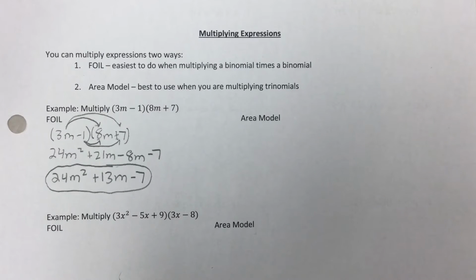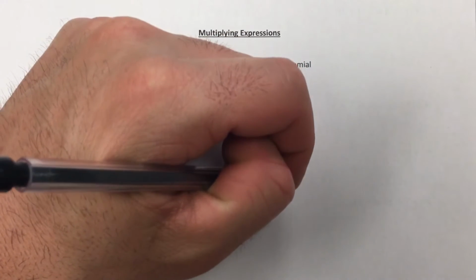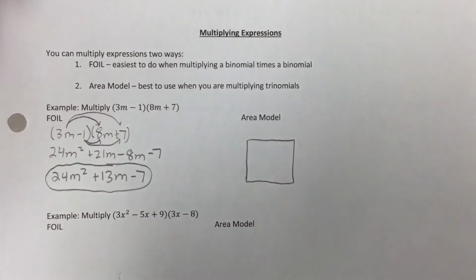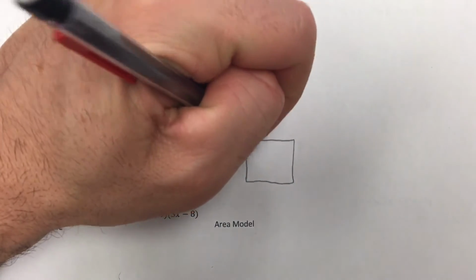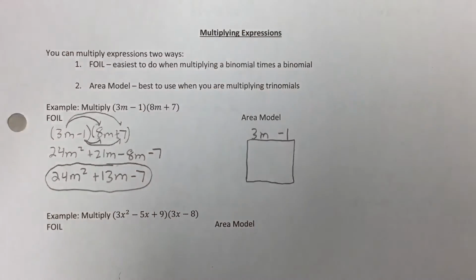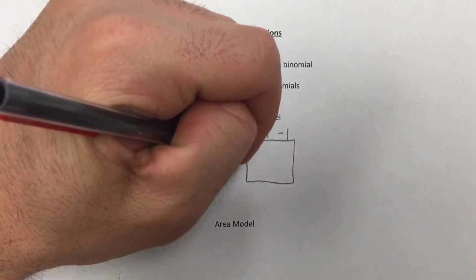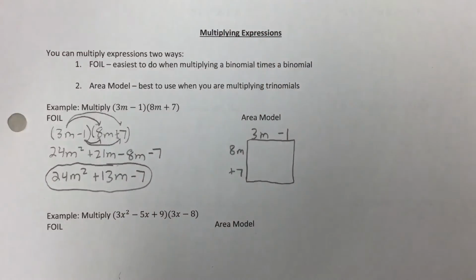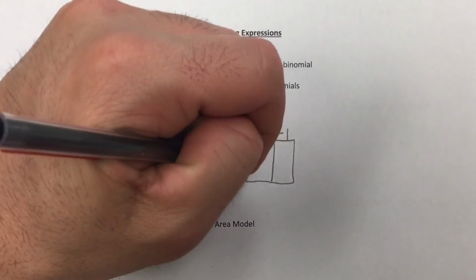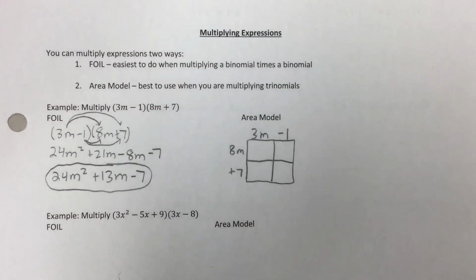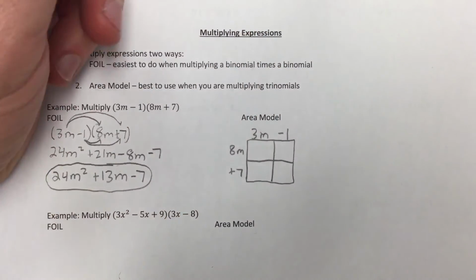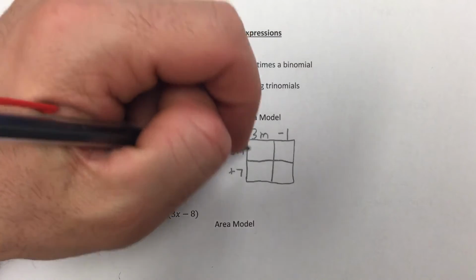If I was to do that with an area model, what you do is you make a rectangle or a square in this case, and you write your factors on either side. So I'm going to have 3m minus 1 along the top and 8m plus 7 along the side. And since there's two terms, I'm making two columns. Since there's two terms on the up and down, I'm going to make two rows. And the reason it's called an area model is because you're finding the area of each rectangle. And remember, to find the area, you multiply the base times the height.